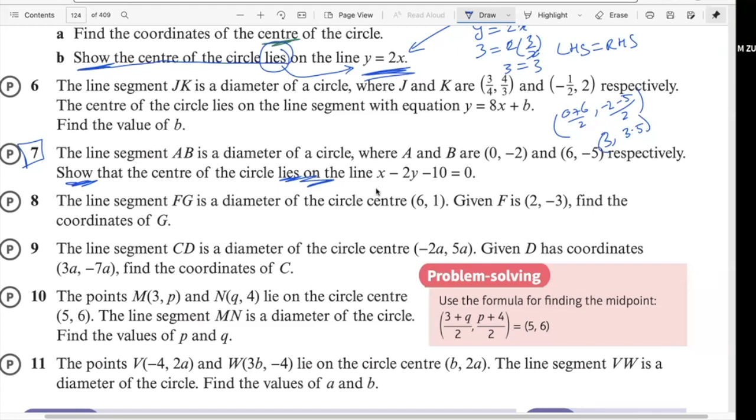So x is 3, minus 2 into this is negative 3.5, minus 10 is equal to 0. So we have 3 minus 2 into minus 3.5 is positive 7. Minus 10 is equal to 0. 3 plus 7 is 10. 10 minus 10 equals 0. 0 equals 0, shown. Is this thing clear?